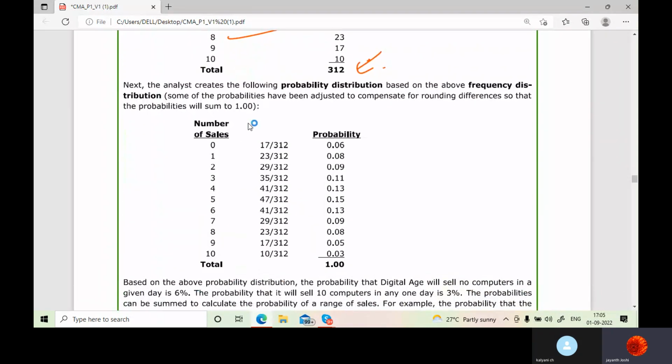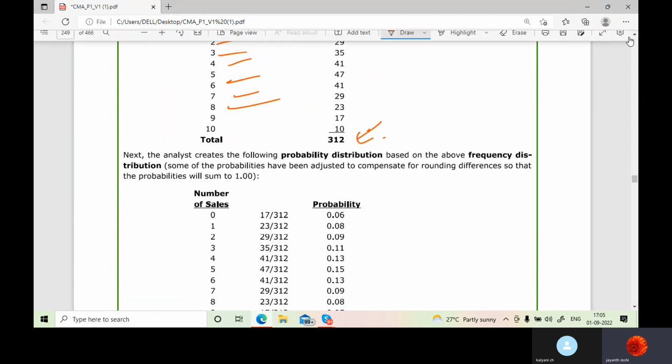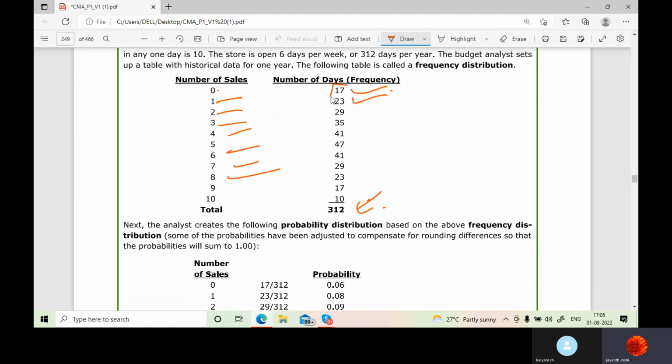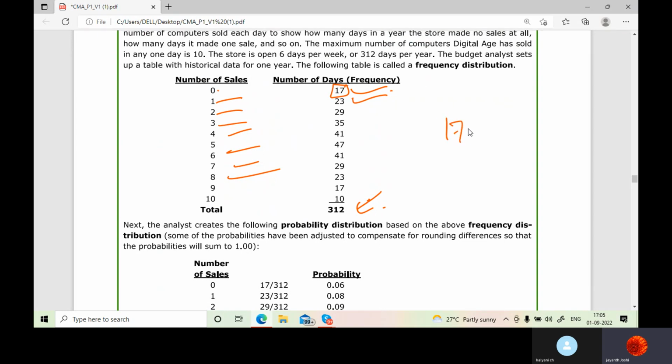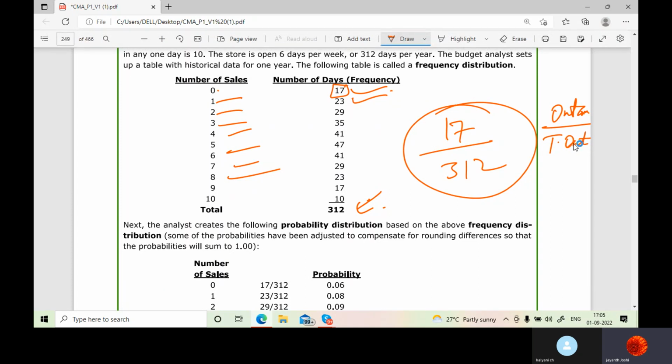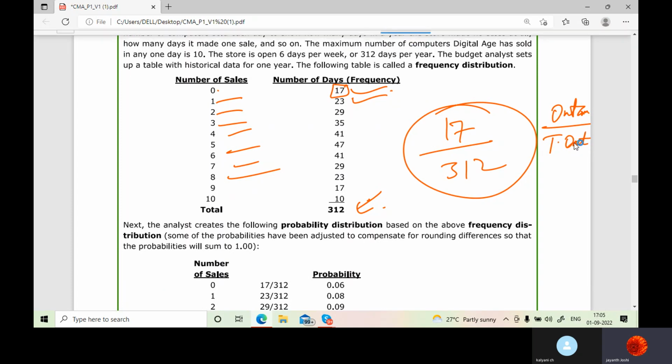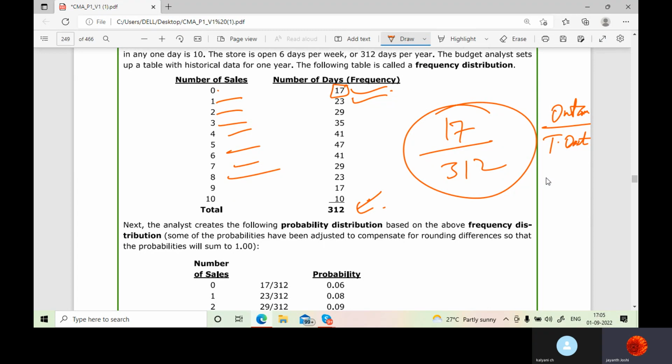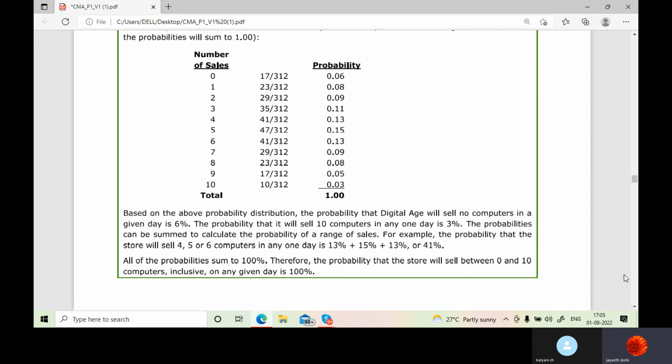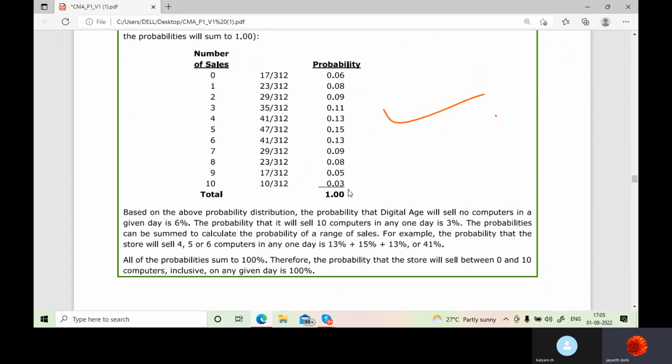Now you can do one thing. You can find out the probability. How? You can take this and divide. This is the outcome, and the total outcomes is this. So is this nothing but probability? Yes, sir. Outcome by total outcomes. This is the probability. So you have this in front of you, and the sum of the probabilities is always equal to 1.